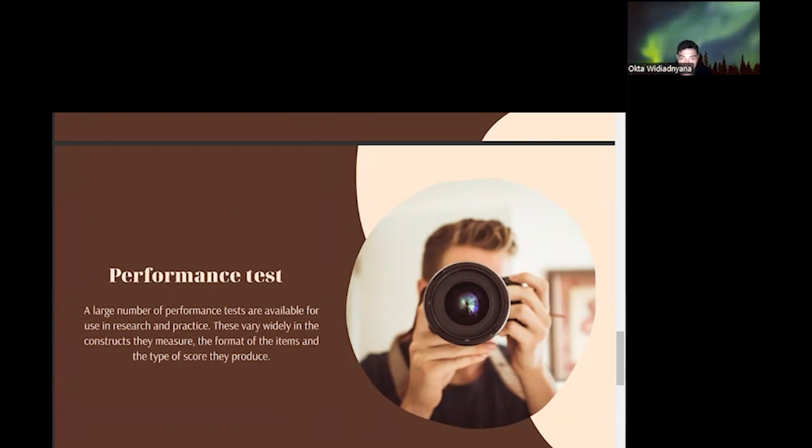Okay, the third, assessment test. There are many standard assessment tests available. Some are intended to measure students' knowledge or content facts, but the trend is to include more test items that assess higher levels of cognitive processing. And the last, diagnostic test.